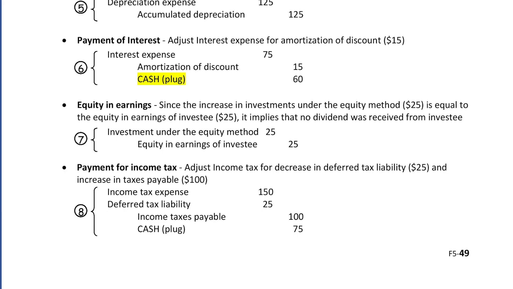Next, we're looking at income tax expense. So the number on your income statement is 150. But you saw that deferred tax liability decreased by 25, so debit 25. Income tax payable increased by 100, so credit of 100. And your net cash plug is $75. So on the credit there, highlight cash, and that's your plug number here.